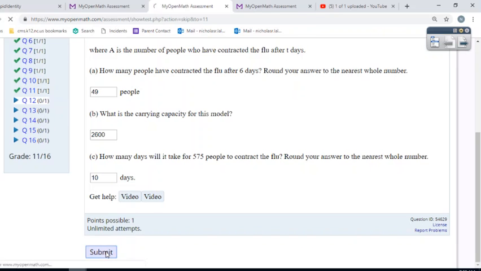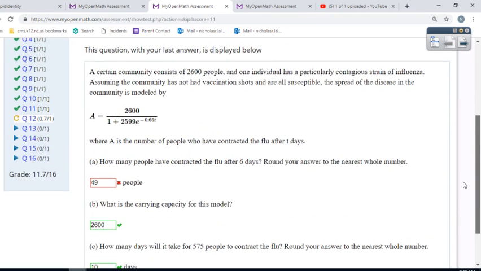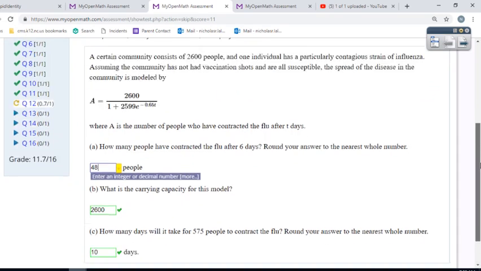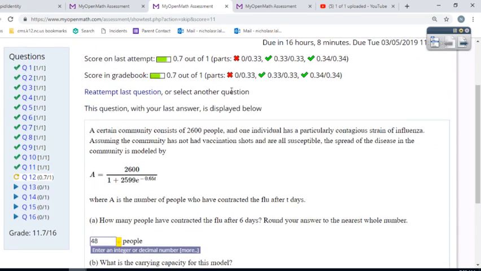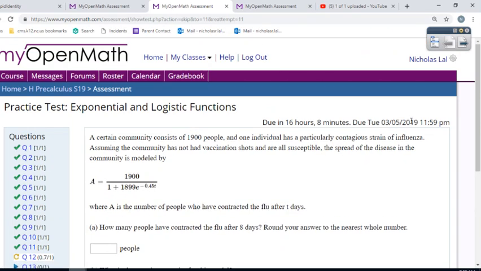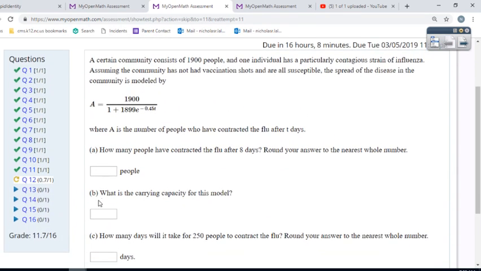Hit submit. Alright, I bet they wanted the answer to be 50 people here. Or no, so sorry, 48. Because I rounded up instead of rounding down. So, attempt. Carrying capacity is 1,900.